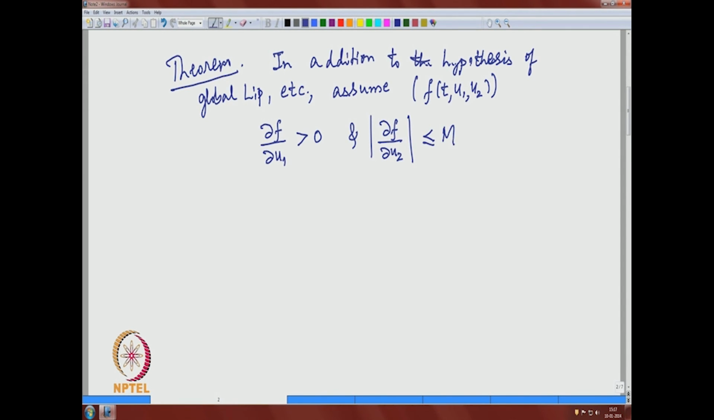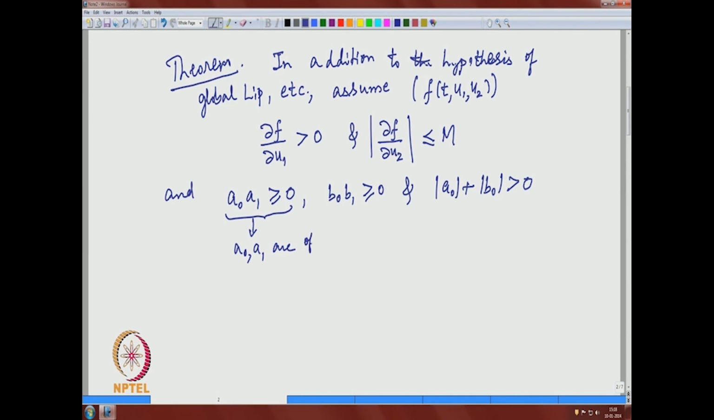Okay. And so, a0, a1 non negative, b0, b1 non negative, and a0 and b0 do not vanish simultaneously. So, this is the condition. So, this means a0, a1 are of the same sign, and similarly b0, b1, and a0, b0 do not vanish simultaneously. So, this is the condition. Then the BVP has a unique solution.